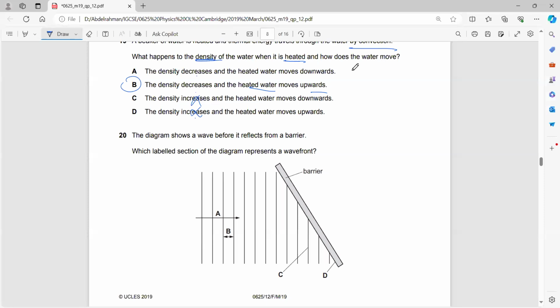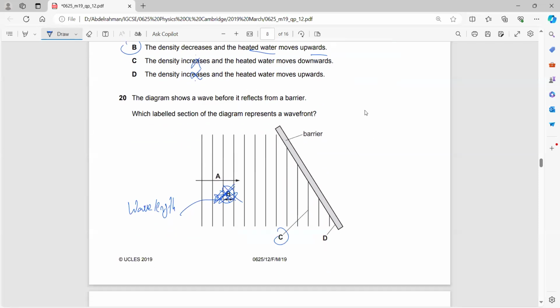Which labeled section is a wave front? B is actually wrong. B is a wavelength, but C is a wave front. One of these lines is a wave front. We call these perpendicular lines wave fronts. That is the name of this line.